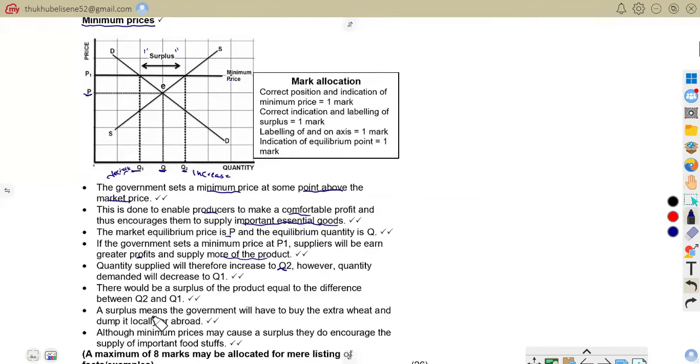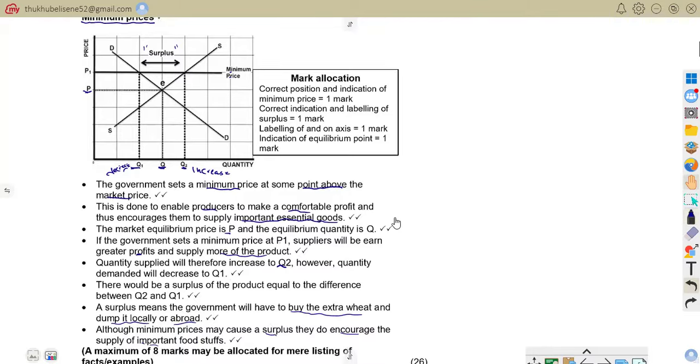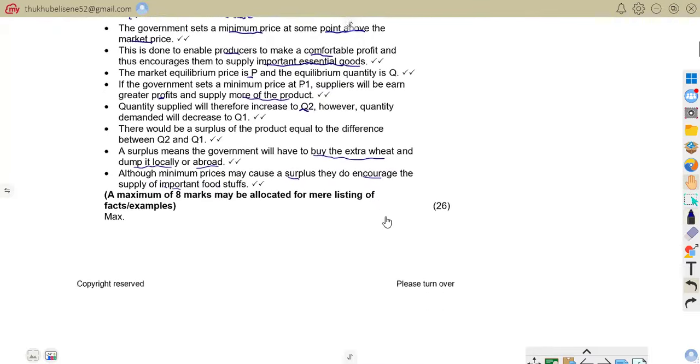So a surplus means the government will have to buy extra wheat and dump it locally or abroad, because now we are going to have excess supply. Although minimum price may cause surpluses, it does encourage the supply of important foodstuff. So that is that, people. So let us move on.